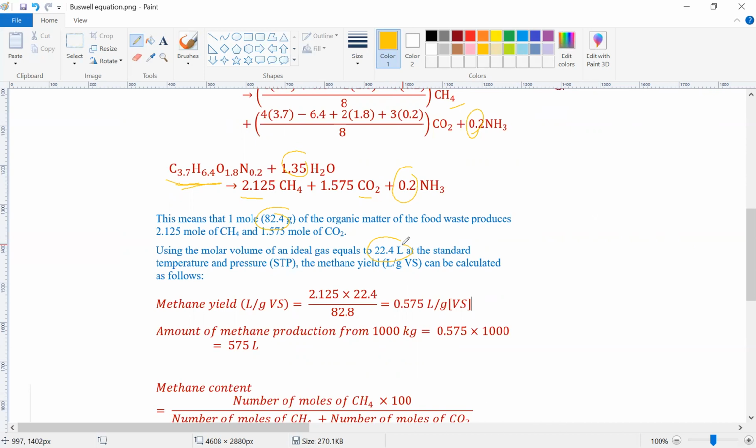So in this case, we can calculate how many liters of methane can be produced per gram VS. Again, the gram VS here is the organic matter. As we mentioned, the organic matter's composition is C 3.7, H 6.4, O 1.8, and nitrogen 0.2, and all of this gives the molecular weight of 82.4. This should be 0.4, not 0.8. After simplification, we will get 0.575 liters of methane per gram of VS.